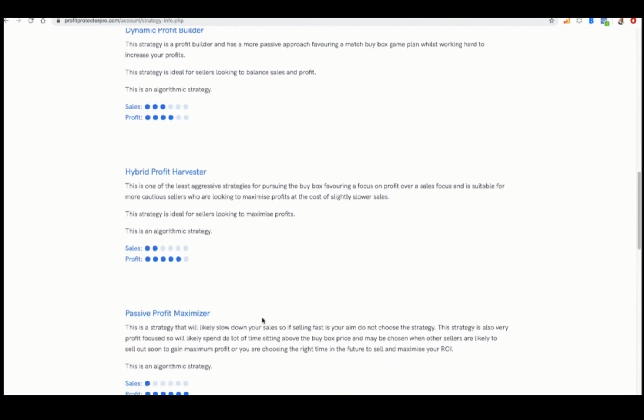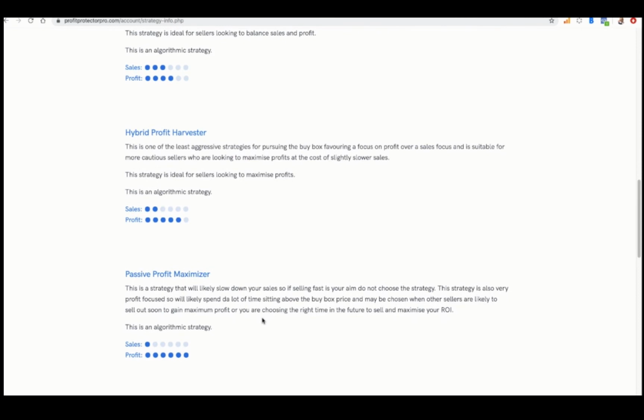And then you've got Passive Profit Maximizer. Now this is a great one to go for if you've got nice profit in your product and your product sells well, and there's other sellers but not with much stock. So this would be a great one to go for in that scenario, because you're literally going to wait for those sellers to sell out, and then you're going to sell at a higher profit. So this is what this one will do.